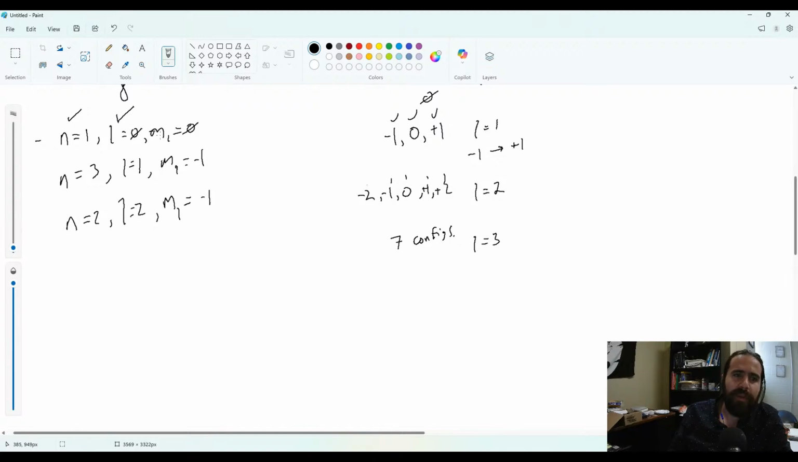And then our m sub L values, remember, those range anywhere from minus L to plus L. So in this case, minus 0 to plus 0. So that's 0 as well. So this works just fine. That's a good set of quantum numbers.